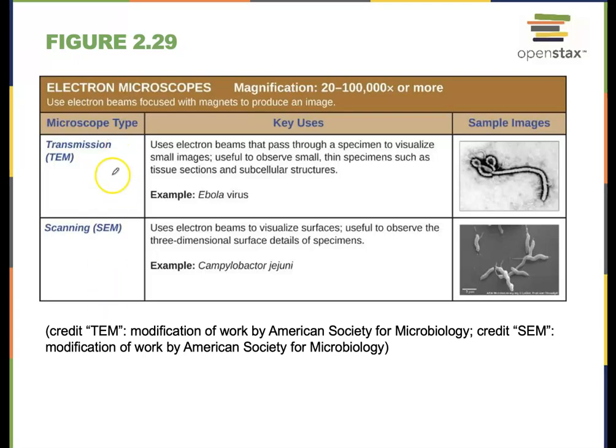And then we have the two kinds of electron microscope images. Again, the transmission passes through the specimen and we can get internal structures, where this one is for surfaces, to look at 3D images.